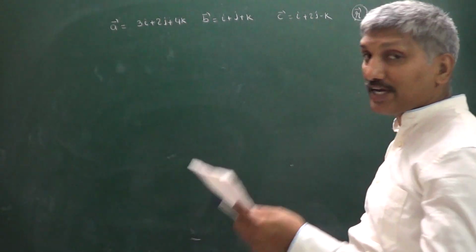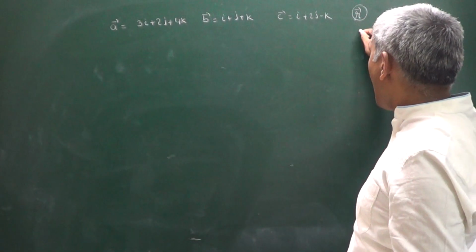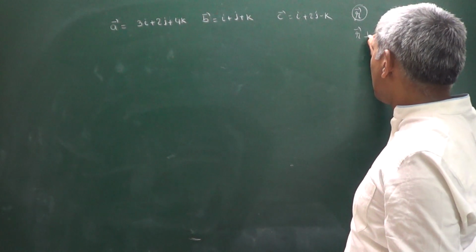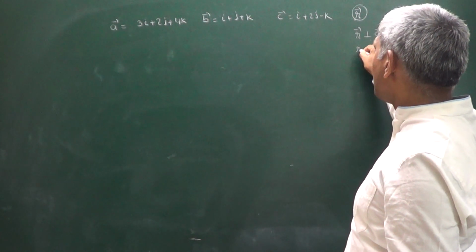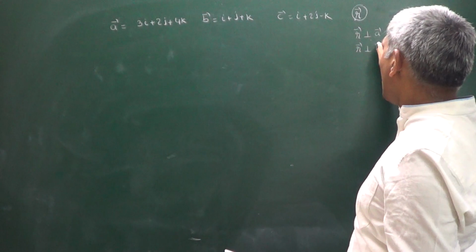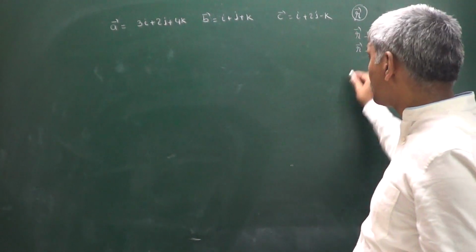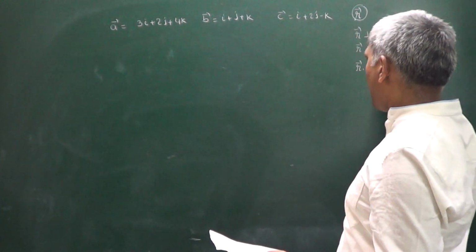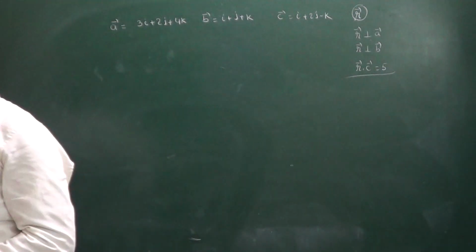r bar is any vector in space such that r bar is perpendicular to a bar, r bar is perpendicular to b bar also given, and also given the information r bar dot c bar is equal to 5. That is the information given in the question.